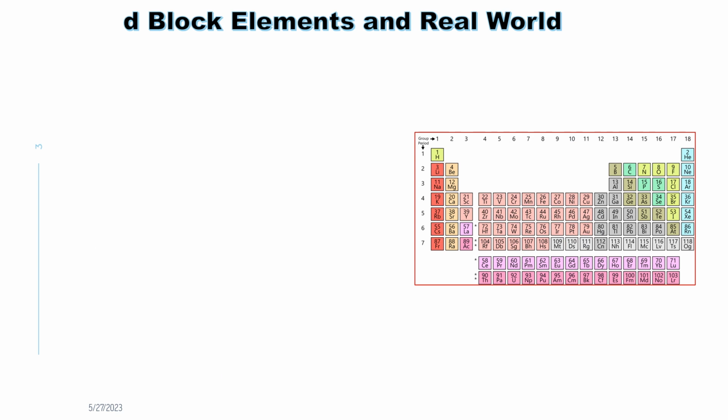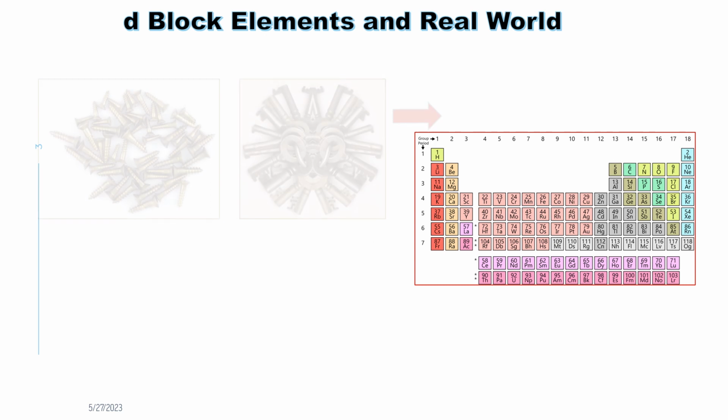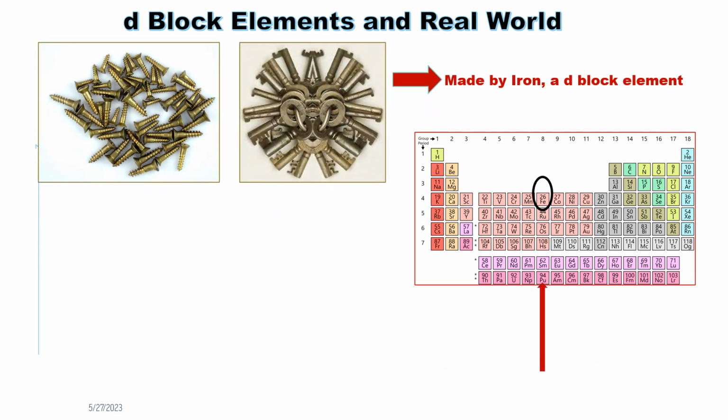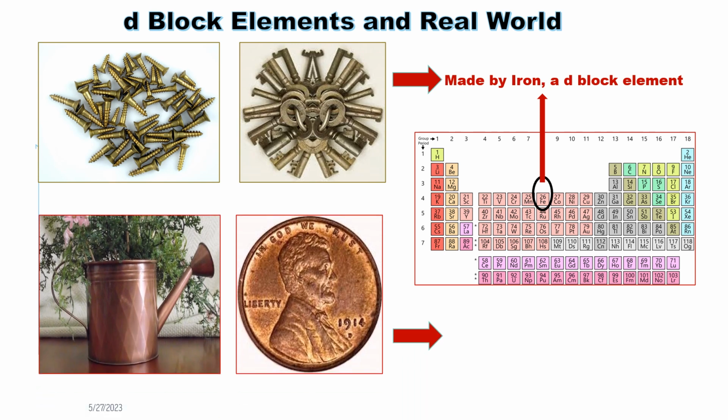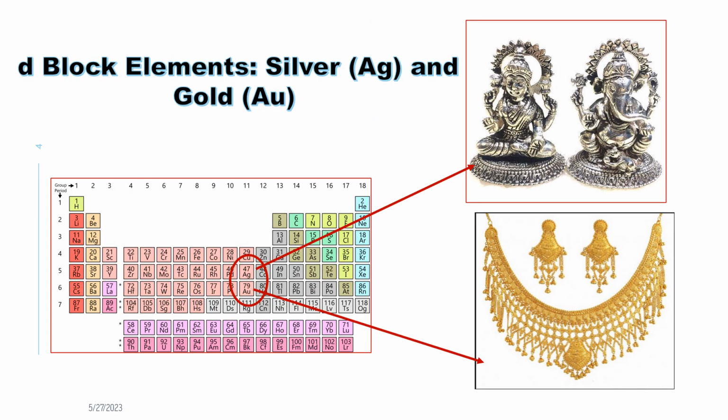D block elements or transition elements are very much connected with our everyday life. The most popular d block element is iron. Even copper is also a very popular d block element. Similarly, gold and silver are nothing but d block elements.